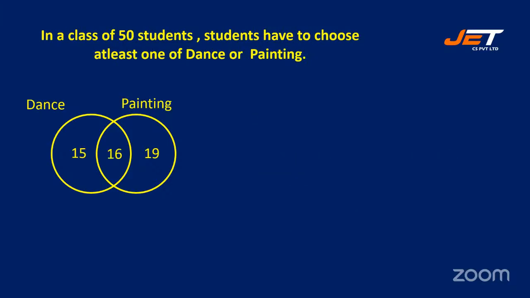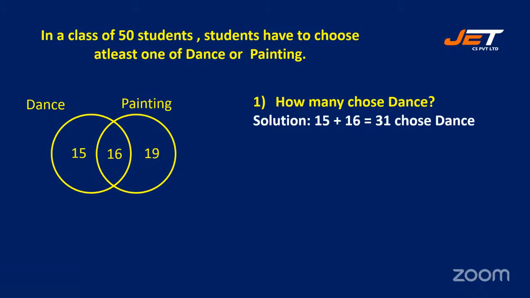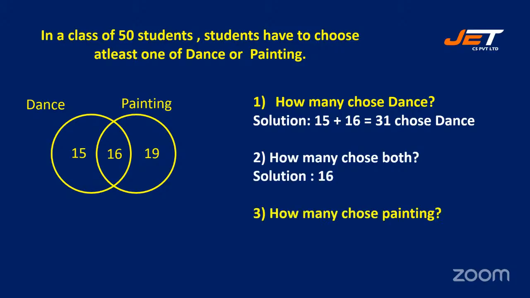Now, in a class of 50 students, students have to choose at least one of dance or painting. So how many choose dance is 15 plus 16. Please understand, they are not asking how many choose only dance. They are asking how many choose dance. 15 plus 16, which is 31, choose dance. How many choose both? 16. How many choose painting? 19 plus 16. That is 35. Is it clear?